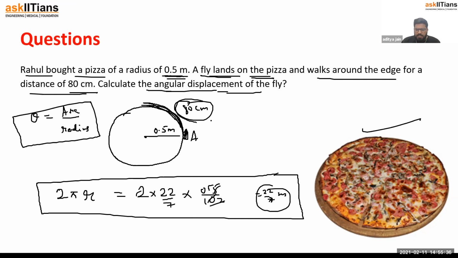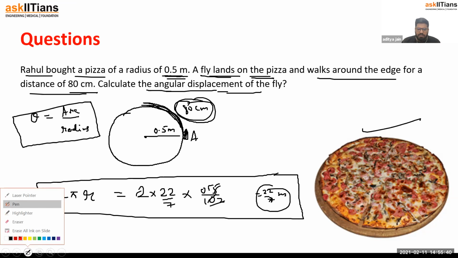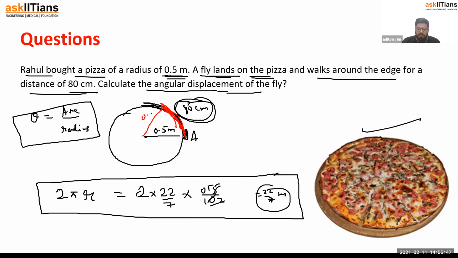Here arc length is given as 80 centimeter because this is the distance covered by the fly along the circumference. Yes or no? This is the arc length, this is the radius, and this is theta. So theta equals arc by radius. Radius is 0.5 meter, and if I want to convert meter into centimeter, I will multiply by 100 because both units should be the same. So it will be 80 divided by 0.5 into 100, which means 50 centimeters.